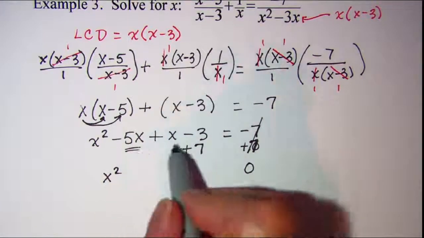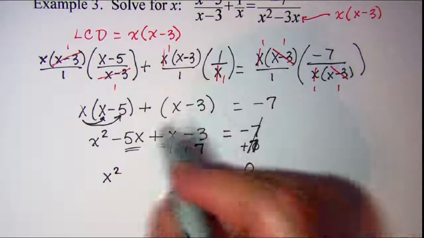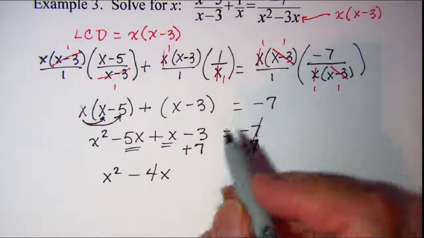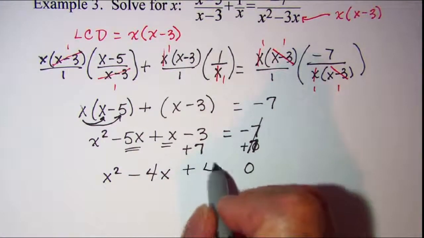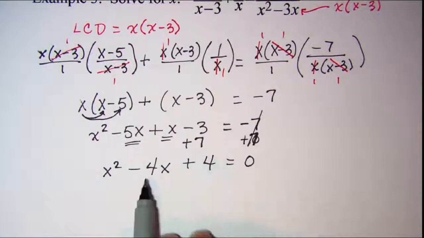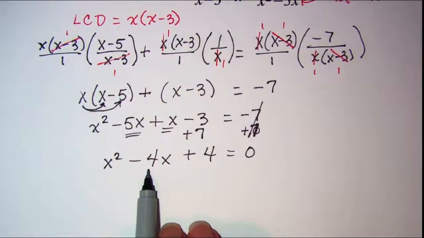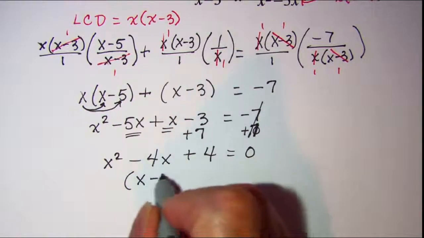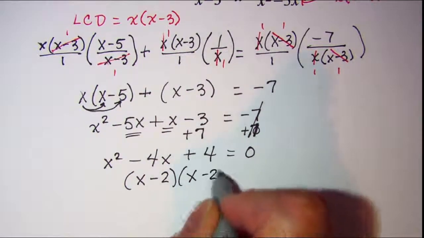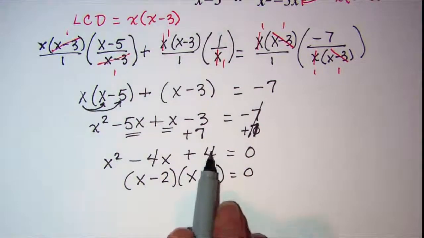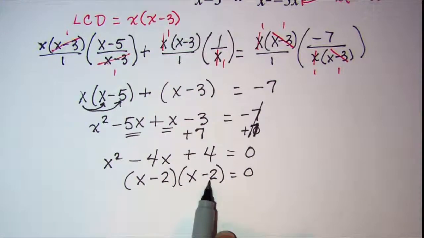I can combine like terms here. -5x and positive x is -4x. And -3 plus 7 is plus 4. Equals 0. Now this trinomial factors, so I think I'm going to use the zero factor property. And in fact, this is a perfect square trinomial, but I'll show that it's (x - 2) times (x - 2), because -2 times -2 is 4, and then -2x and -2x is -4x.